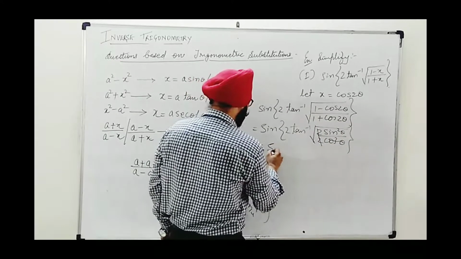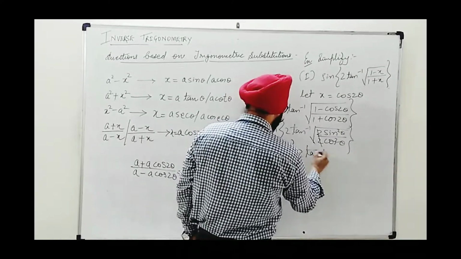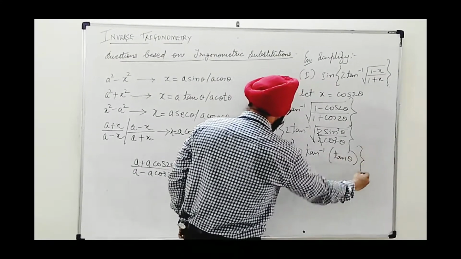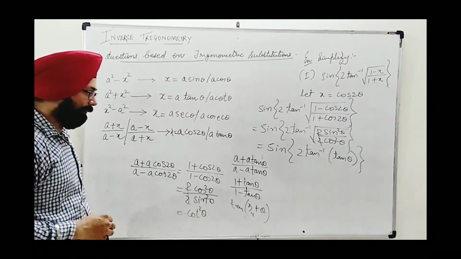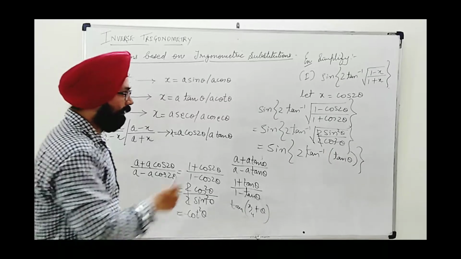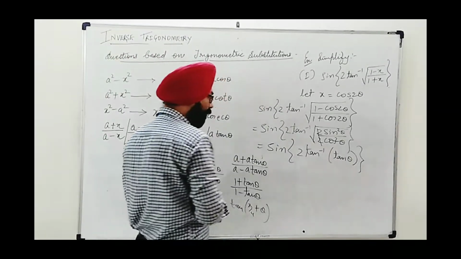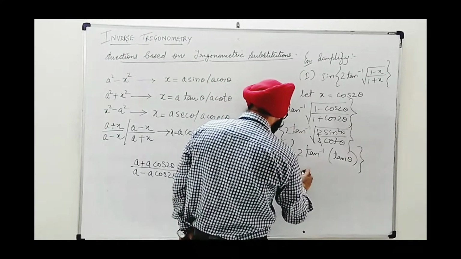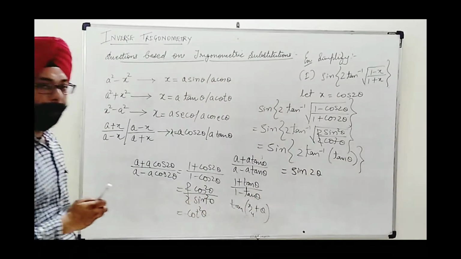So because of the root we find 2 tan inverse of only tan theta. Square root with square can be cancelled out. Okay, now what else is left? As no condition is provided, this tan inverse and tan, by the law of cancellation, can be directly cancelled. We are left with sine of 2 theta.